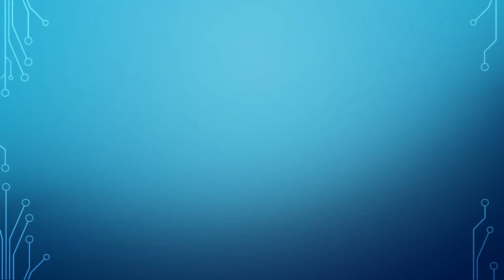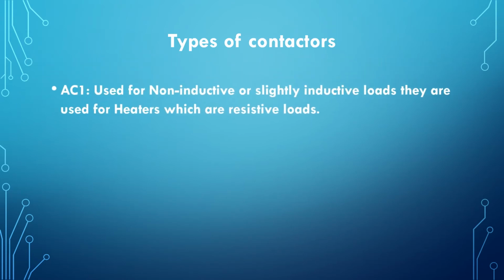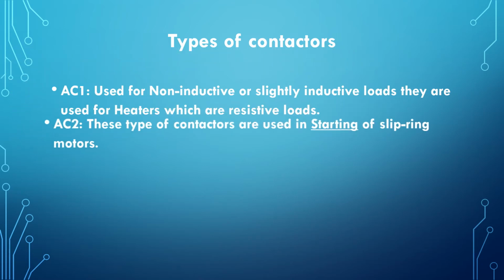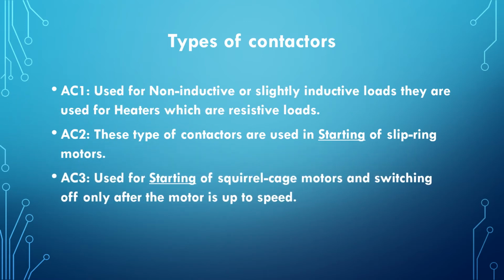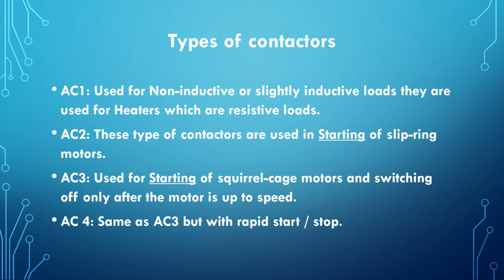Types of contactors. AC1, used for non-inductive or slightly inductive loads. They are used for heaters which are resistive loads. AC2, these types of contactors are used in starting of slip ring motors. AC3, used for starting of squirrel cage motors and switching off only after the motor is up to speed. AC4, same as AC3 but with rapid start-stop.